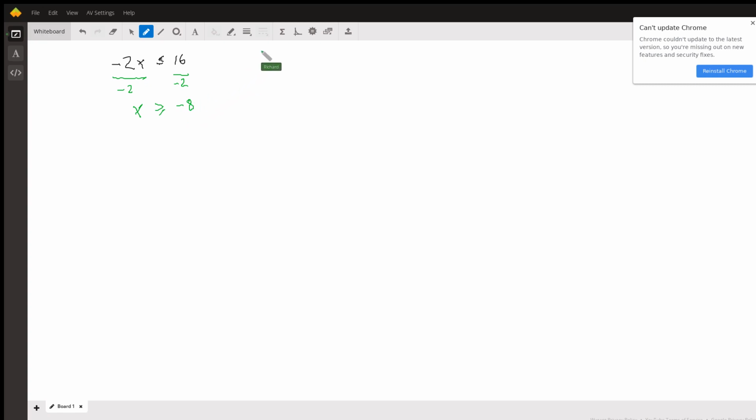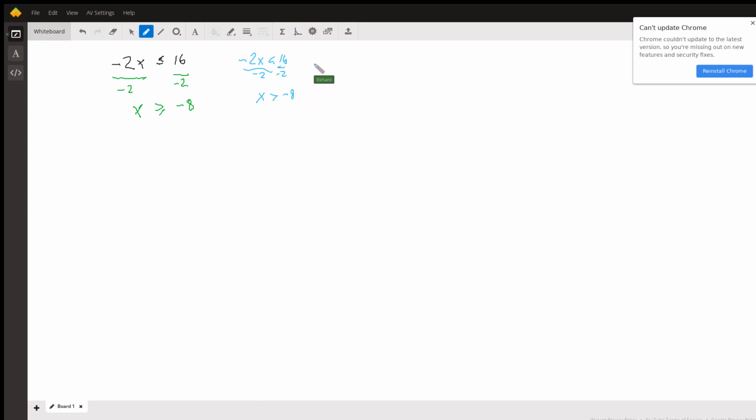I could have done the very same thing with just a straight less than. Sometimes students ask me about this: does it matter whether it's less than or equal? I could have had negative 2x strictly less than 16, and then the same thing would happen. I would divide by negative 2, and I would get x greater than negative 8.